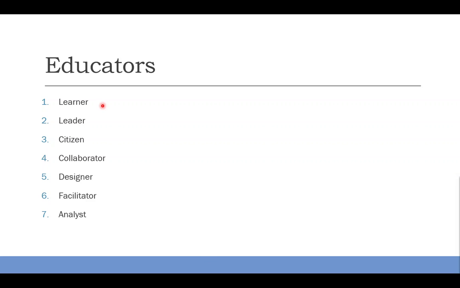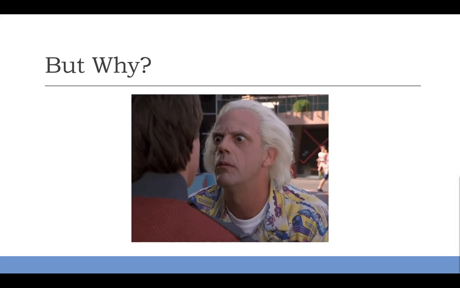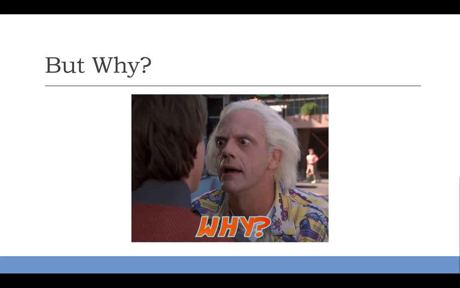So here's the basic structure of the Educator Standards. We have learner, leader, citizen, collaborator, designer, facilitator, and analyst. So we're going to cover all of them at least briefly in this course, but let's start with learner. So you might say, well, if we're talking about teachers, why do they talk about a learner at the very top of the Educator Standards? They're the ones doing the teaching, right?